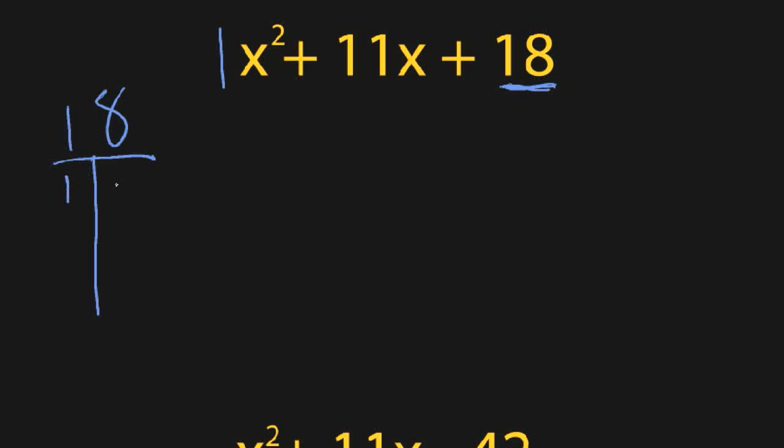Factors of 18 give me 1 and 18, that makes 18. 2 and 9 is 18, or 3 and 6 is 18. So those are all the possible factors. Now I'm going to look at the sum of each one of these.